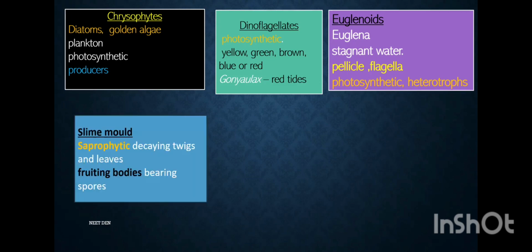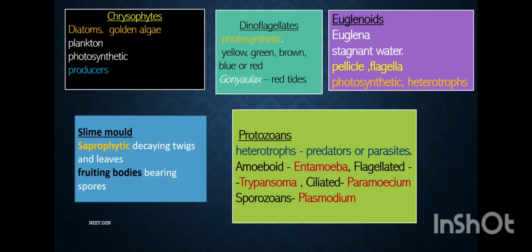Next, coming to fungus-like protists, slime mold. Slime molds are saprophytic, feeding on organic material present in decaying plant twigs and leaves. In unfavorable conditions, they also produce fruiting bodies, which bear the spores.